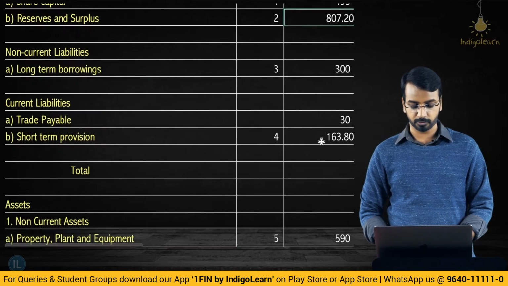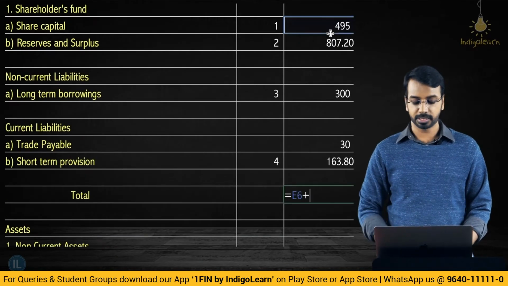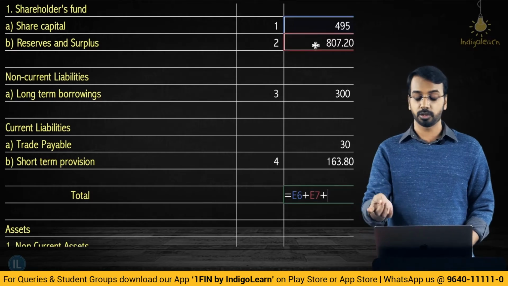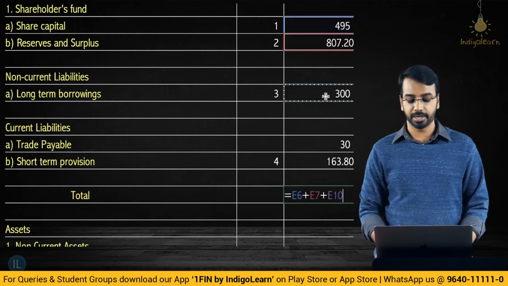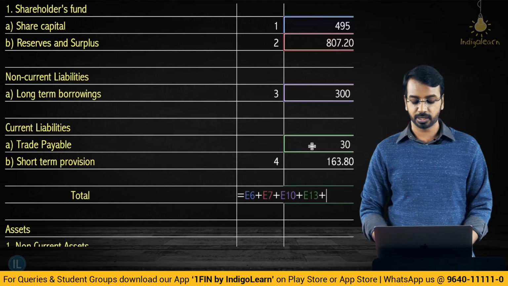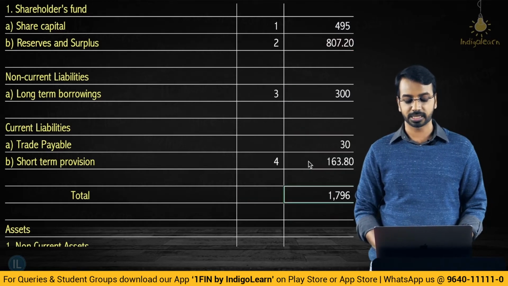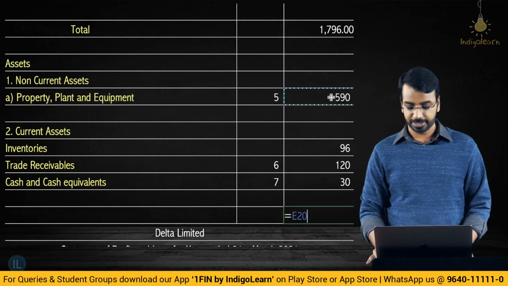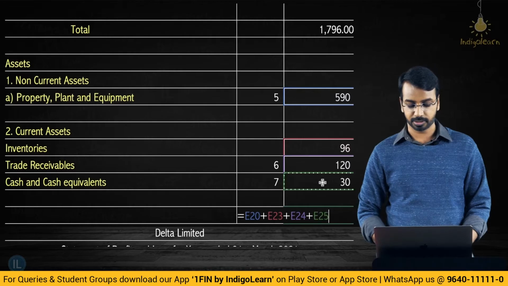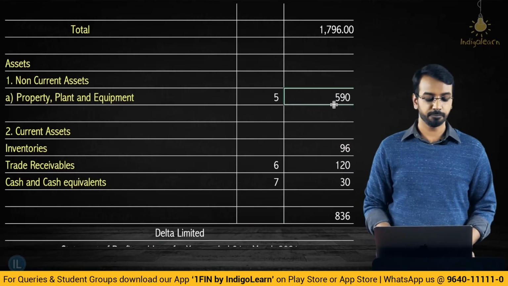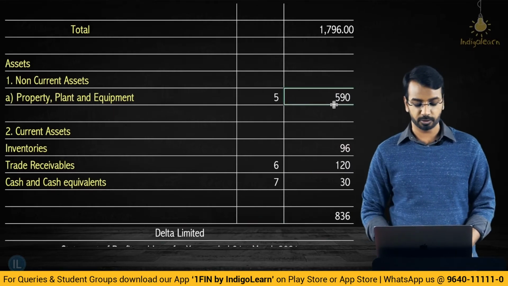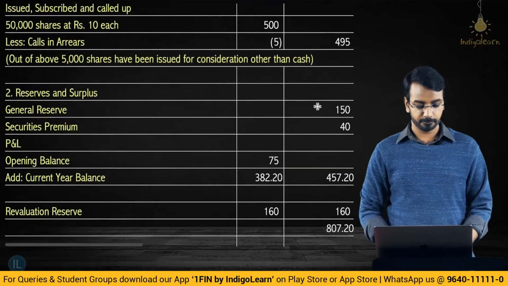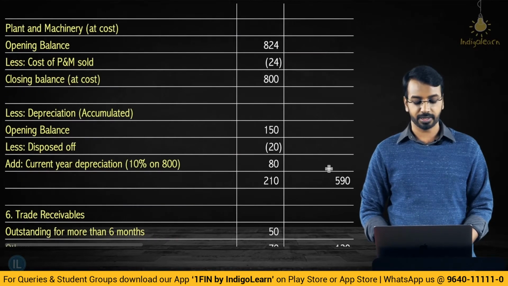So let us total this up now. 495 plus 807.2 plus, please do it on the calculator along with me, 300 plus 30 plus 163.8, which is 1796, and here if you do the total, 590 plus 96 plus 120 plus 30. See, I have done a mistake here. I took only 590 as property, plant and equipment, whereas it should have been 960 plus 590.